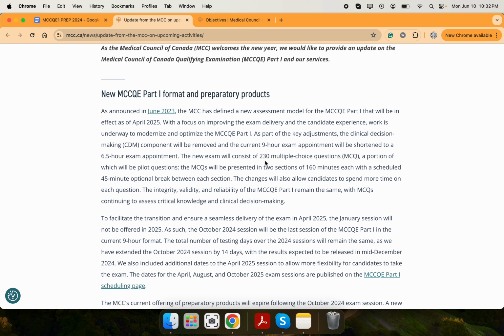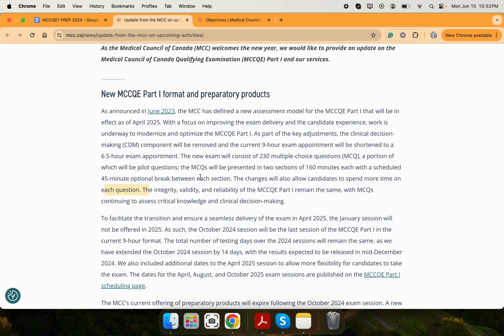But if we talk about this new exam pattern, there might be a slight increase in the time you spend on each question. For 230 multiple choice questions, they will be giving you 6 hours and 30 minutes. That means you can divide it as 3 hours and 15 minutes in the first section, which will be 160 minutes for 115 questions, and then the second portion will be 160 minutes with 110 questions. So basically they are just trying to give you some more time, but that is very little. The change allows the candidate to spend more time on each question.